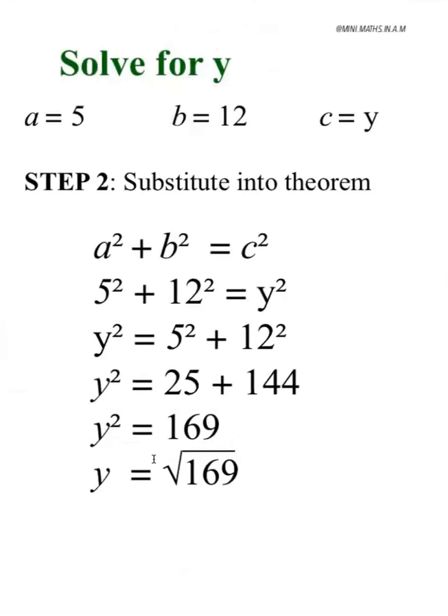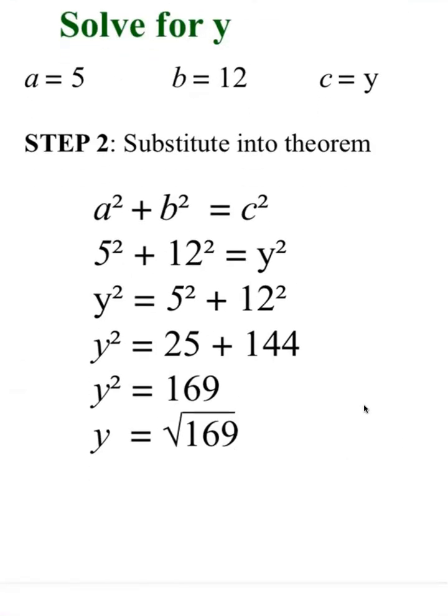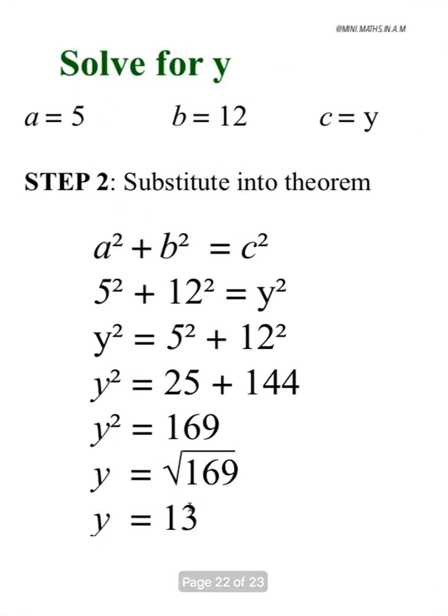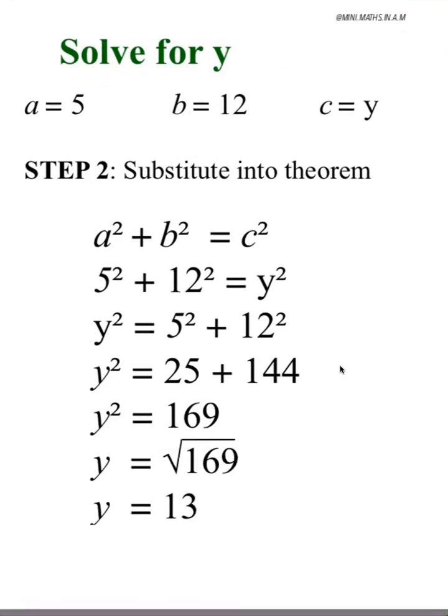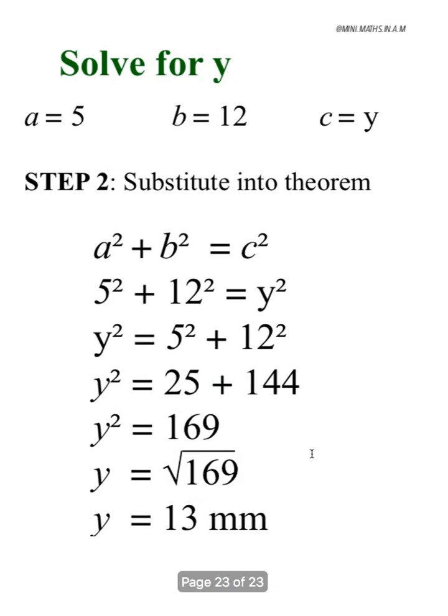Square root of 169, we can write a square root of 169. And then if you put that in the calculator, you would get 13. So y equals 13. And then don't forget our units, millimeters. And if we're not given units in the beginning of the question, we can always just put the word units, just to show we've tried to put some units in there. Okay, and that's all on Pythagoras theorem.